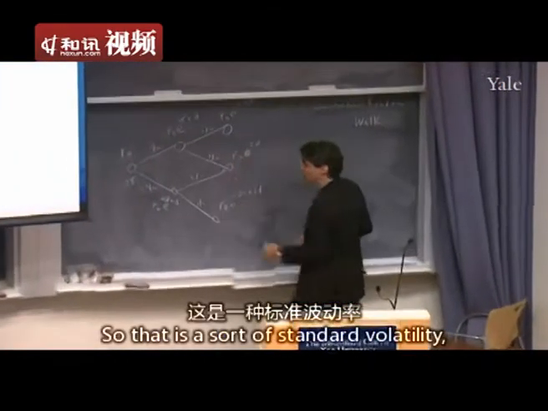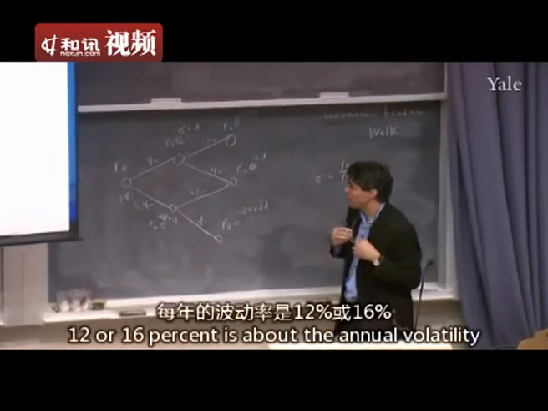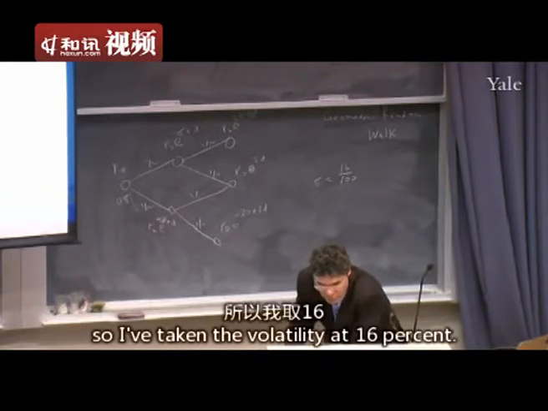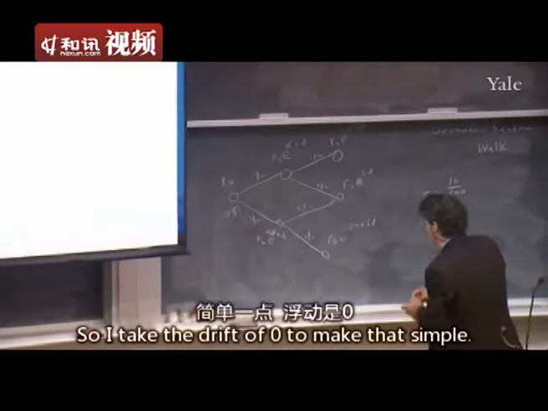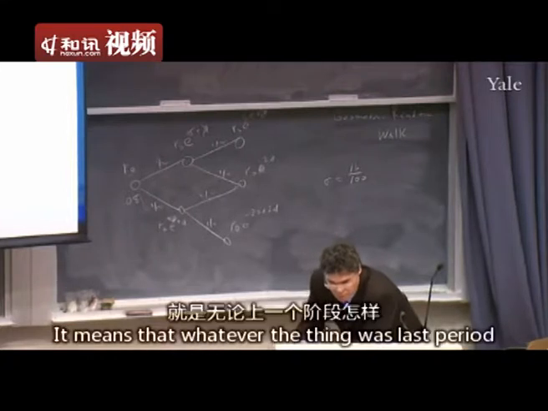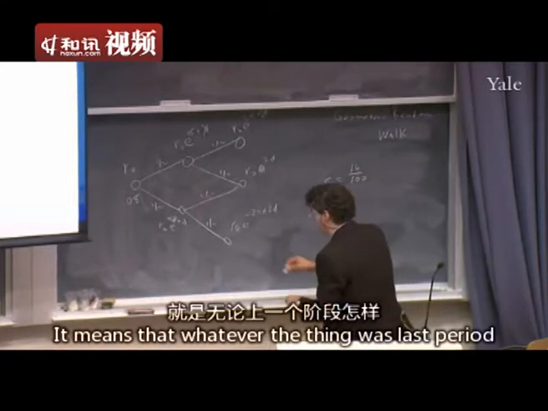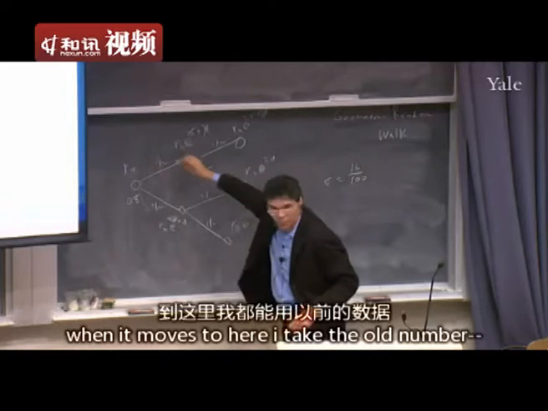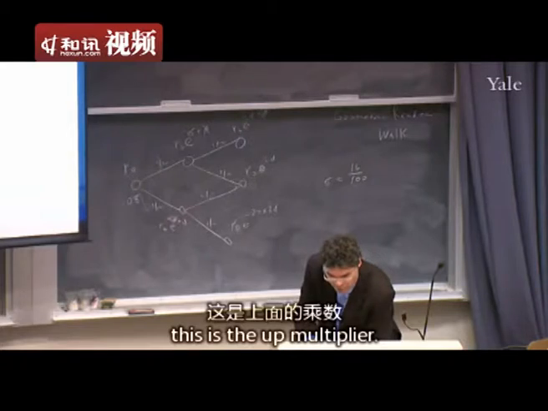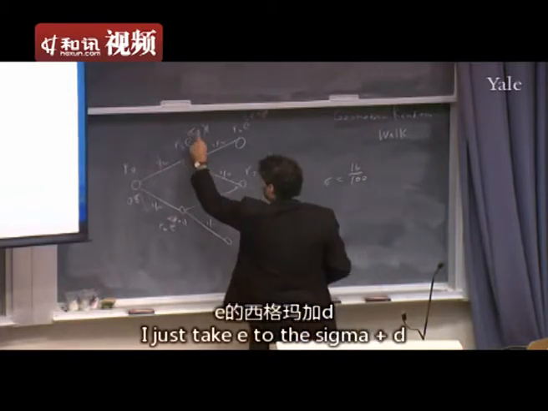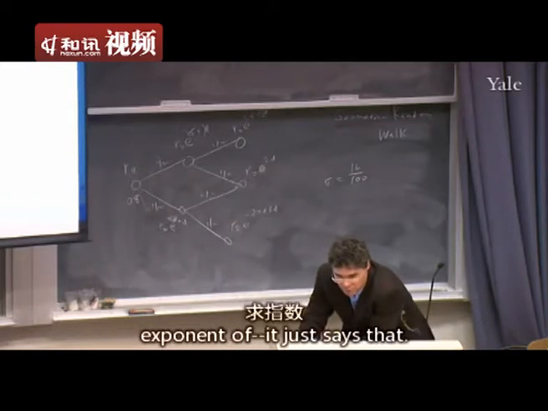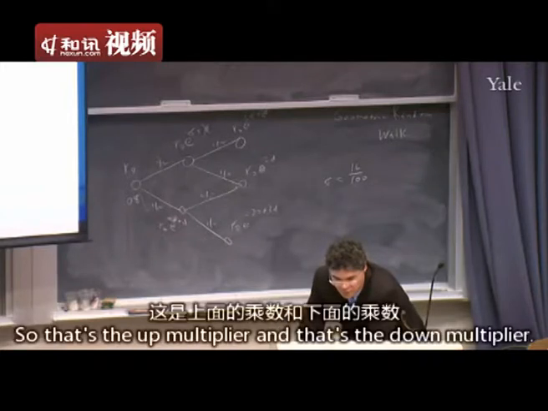So that is a sort of standard volatility. 12 or 16% is about the annual volatility of these things, traditionally. So I've taken the volatility at 16%. I take the drift as 0 to make that simple. Okay, so what does that mean? It means that whatever the thing was last period, when it moves to here, I take the old number and multiply. This is the up multiplier. I just take e to the sigma plus the drift, and that's what this says over here, the exponent. So that's the up multiplier, and that's the down multiplier.